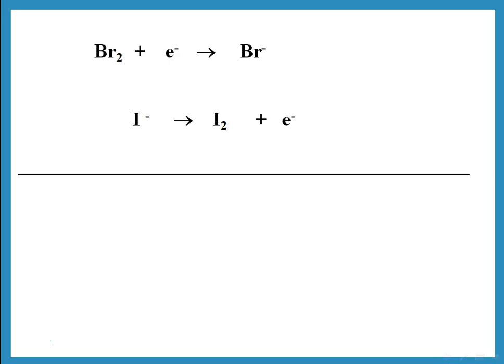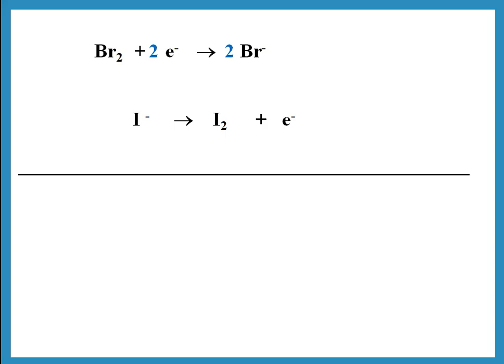Okay, let's try balancing this. So before the arrow I have 2 bromines, so after the arrow I must have 2 bromines, so I put a 2 there. Okay, that means now I have 2 negatives after the arrow, so I need 2 negatives before the arrow, so that's balanced.